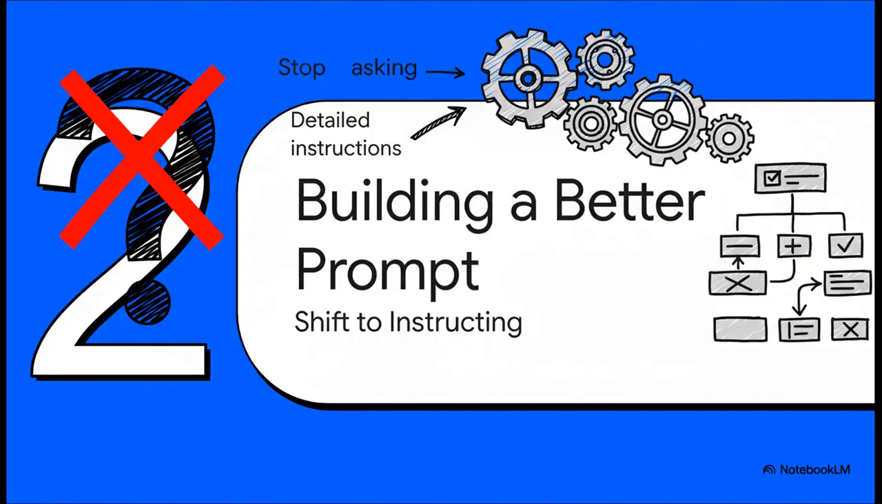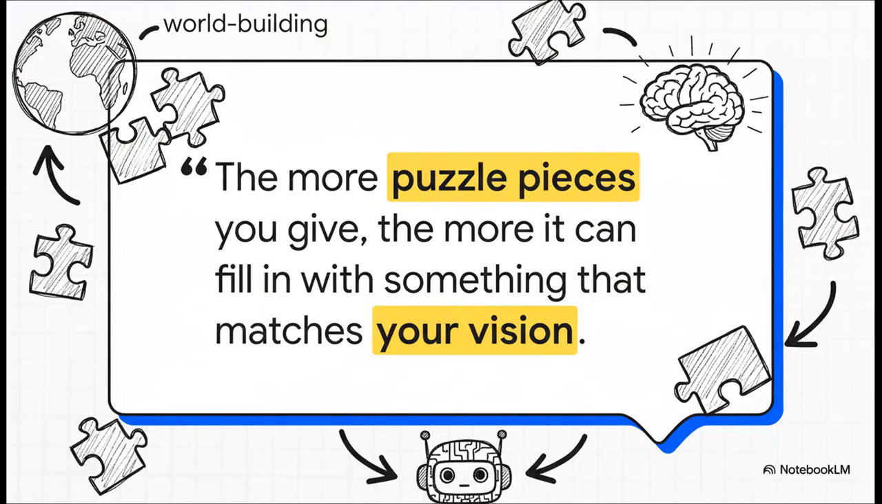So the big question is, how do we get from that bad prompt to the good one? Well, it all starts with a simple but honestly pretty profound shift in how we think about this whole thing. We've got to stop asking questions and start giving instructions, detailed instructions. I absolutely love this idea of world building from Varun Maya. Seriously, think about it. You're not just firing off a question into the void. You are painting a complete picture for the AI. You're giving it all the puzzle pieces, the context, the persona, the examples, so it can build something that actually matches the vision in your head.